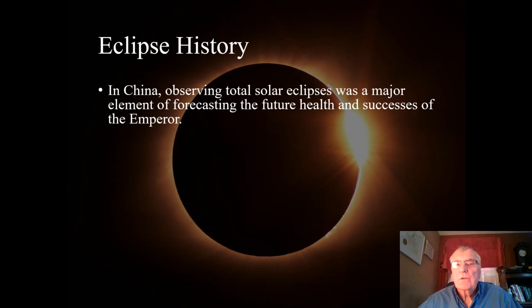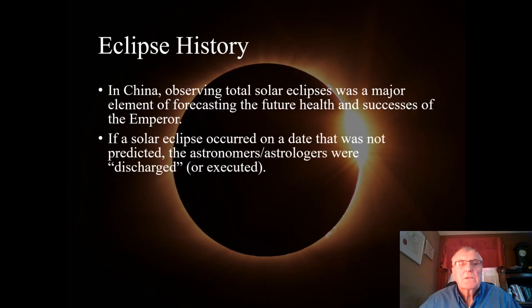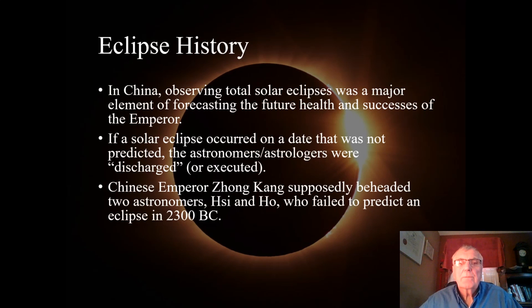In China, observing solar eclipses was a major element. In fact, they have a great historical record on observing eclipses. They felt that this was a major element in forecasting the future health and successes of the emperor. So if solar eclipses occurred on a date that was not predicted, the astronomers/astrologers were discharged, or maybe dealt with a little more harshly. In fact, the Emperor Zongkang supposedly beheaded two astronomers, Hsi and Ho, who failed to predict an eclipse in 2023 BC. Talk about a tough boss.